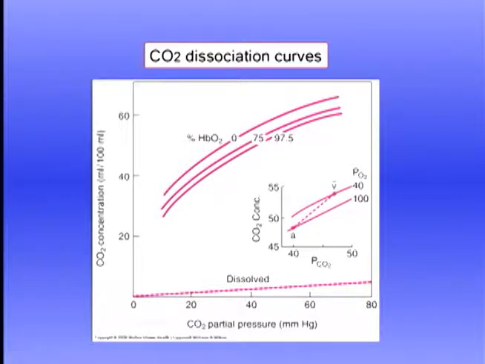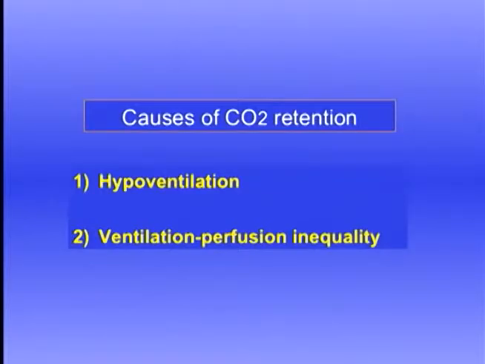Another point we should bear in mind is that blood with a low arterial oxygen saturation can carry more CO2 for a given PCO2 than fully oxygenated blood. Also notice that dissolved CO2 is more important for CO2 transport. For oxygen transport, dissolved oxygen is relatively unimportant.